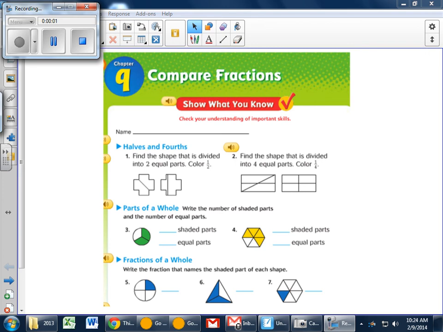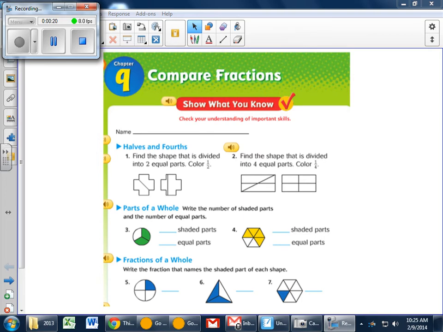Okay, welcome to Chapter 9. This chapter talks all about comparing fractions, and so we're going to look at ways to make greater than, less than, and figure out which ones are bigger, smaller, or being able to compare them in problem-solving skills. First thing we're going to do is check for your understanding.